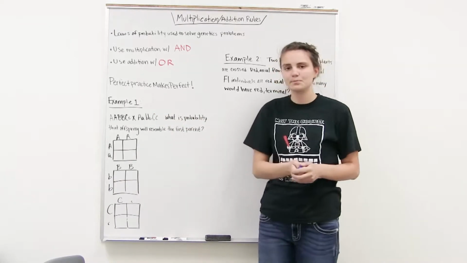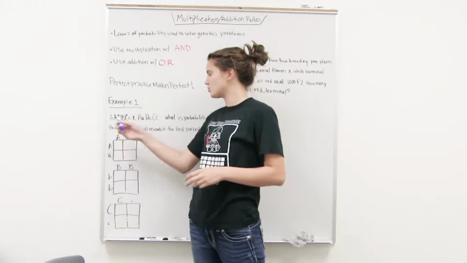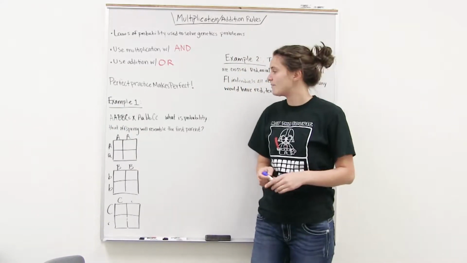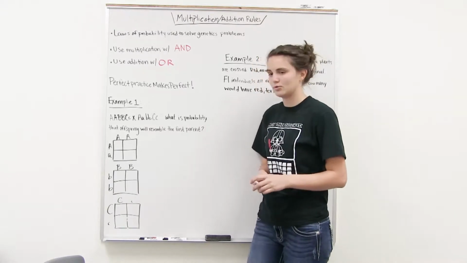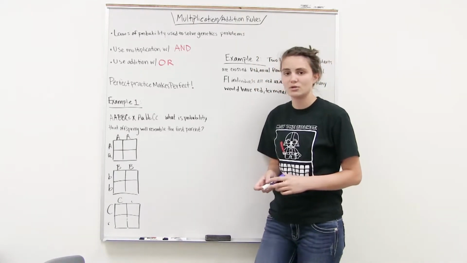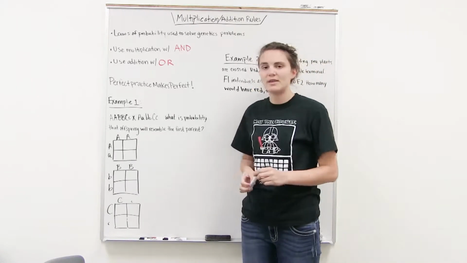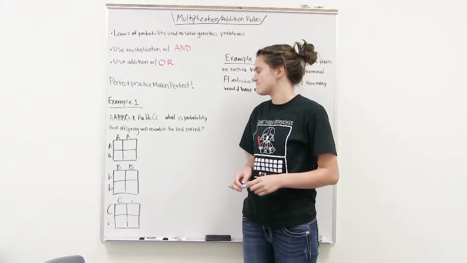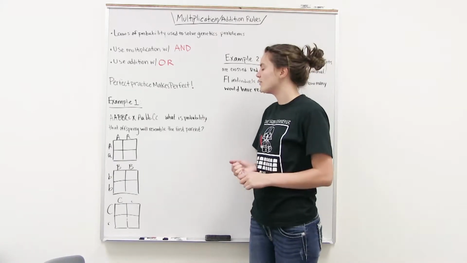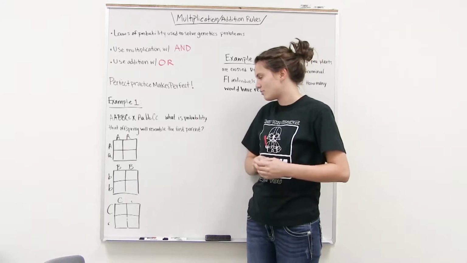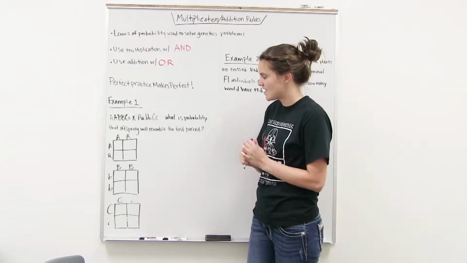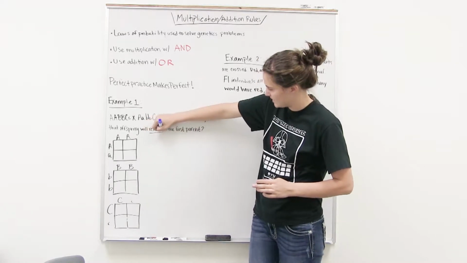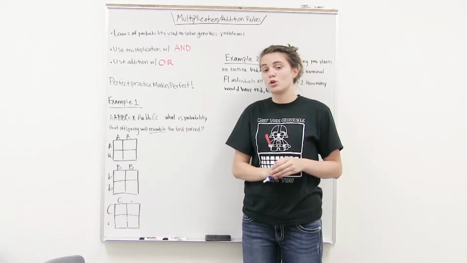So in our first example, we're going to cross this individual that has genotype big A, big B, big C, little c, with an individual that has the genotype big A, little b, big C, little c. And the question asks, what is the probability that the offspring will resemble the first parent? Now, the first thing I want to point out is that the question says resemble. That is a key word to solving this.